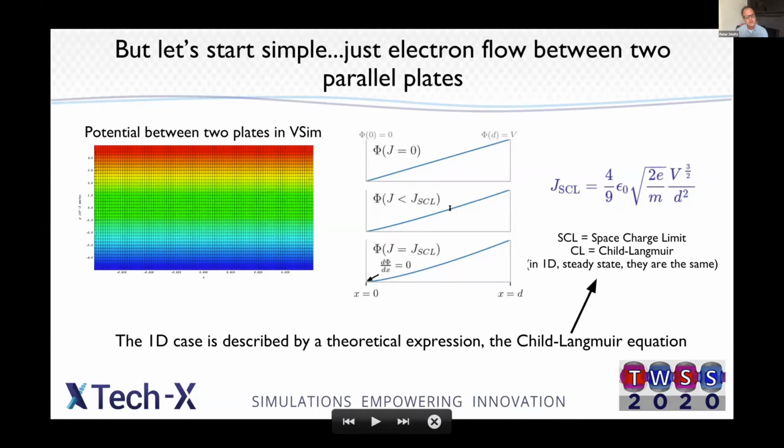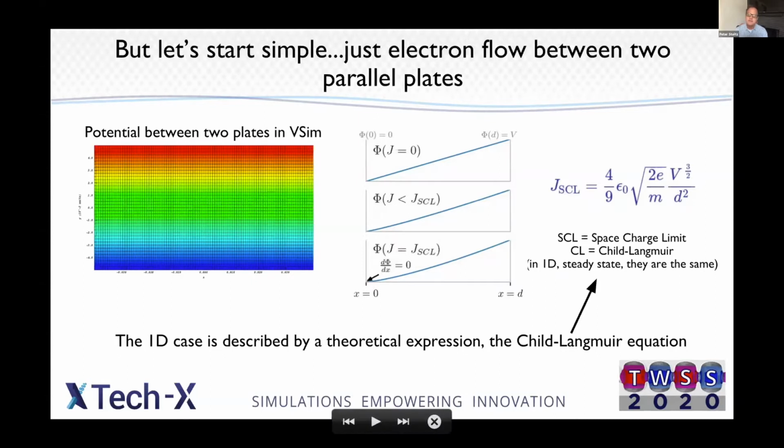And if you get all the way to the point where there's so much current emitted in your system that the field at the surface, dφ/dx, goes to 0, that's what we call the space charge limit. You actually can't emit more current than that. It would get pushed back into the cathode. And so this potential here has a curve to it.